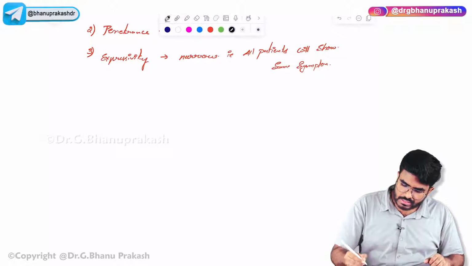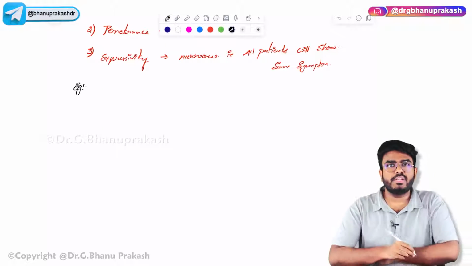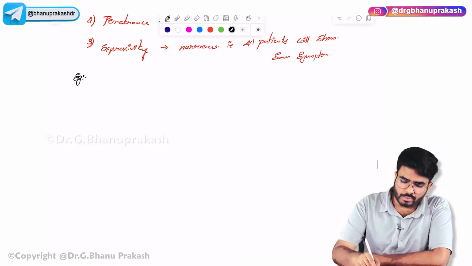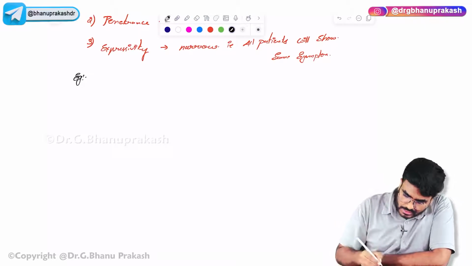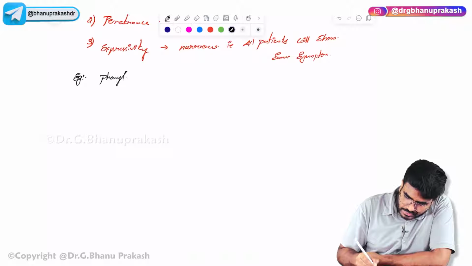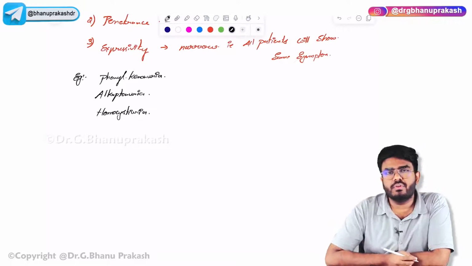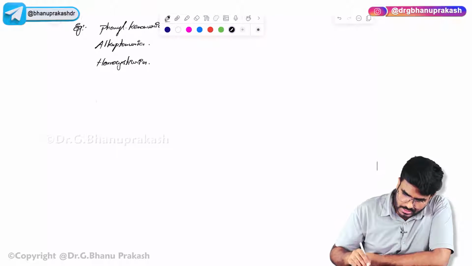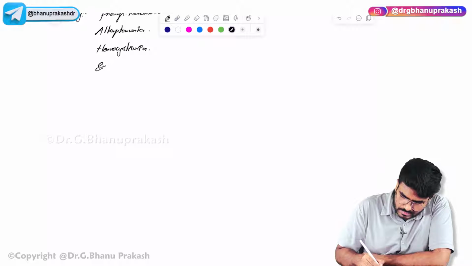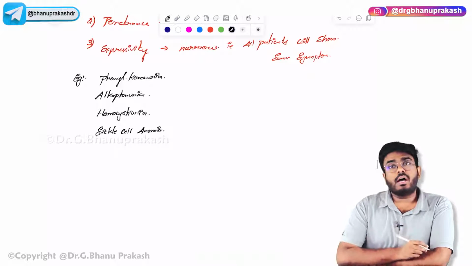Now, the most important part: what are the examples of autosomal recessive conditions? I used to remember it like this: anything which ends with the word uria. So phenylketonuria, alkaptonuria, homocystinuria. Anything which ends with uria or emia also. For example, sickle cell anemia. These are examples of autosomal recessive conditions.